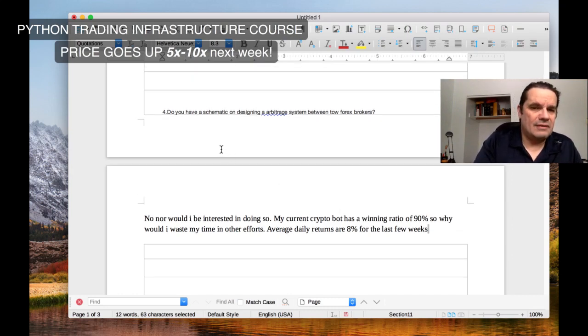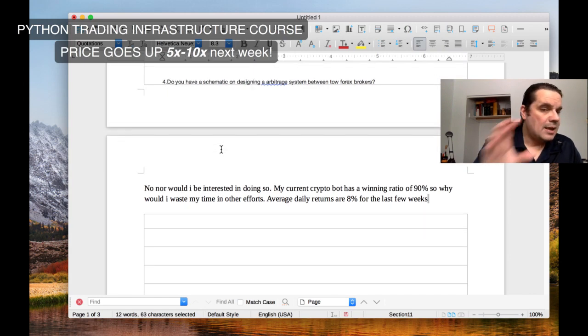So this question was, do you have a schematic on designing an arbitrage system between two forex brokers? So I just showed you on Tradingview, it's not worth it. And as you can tell already on crypto, it's not worth doing it that way. So what I said was, no, I don't have a schematic or would be interested in doing so.